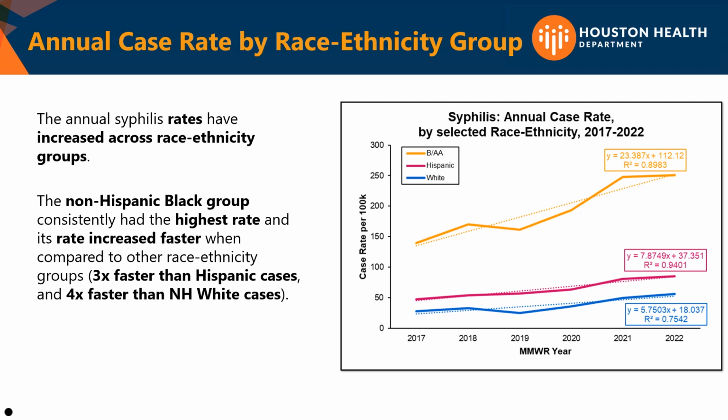Here we have annual case rate by race, ethnicity group. As you can see, annual syphilis rates have increased across all groups. The top group is African American, represented by the yellow bar. The pink color is Hispanic, and then the blue bar represents white. The African American cases are 3 times faster than the Hispanic cases and 4 times faster than the white cases. This graph suggests that people of color are disproportionately more affected by the syphilis outbreak.